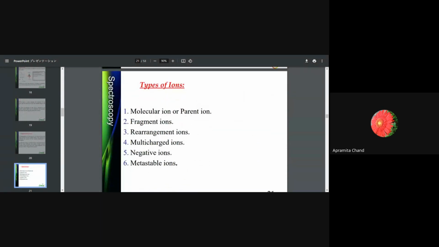So what kind of ions can we expect in a mass spectrum? You can expect the parent ion or molecular ion, and fragment ions. You can also expect ions generated by rearrangement, multi-charged ions, negative ions, and metastable ions. So these are the six types of ions that you can expect during mass spectrometry. You can just take down these six types of ions.